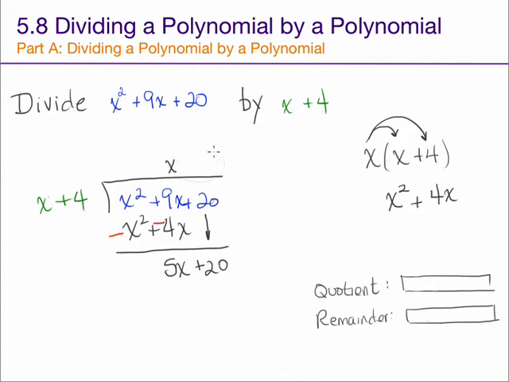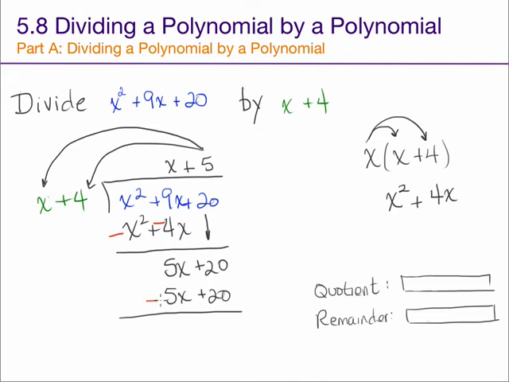Estimate what I need to multiply by x to get 5x. What times x is 5x? 5. Now that I've decided that 5 is what I need to multiply by x plus 4, I need to do that multiplication. 5 times x is 5x, and 5 times 4 is 20. Change the signs and add, and we get 0 plus 0, so there's no remainder. My answer is just x plus 5.